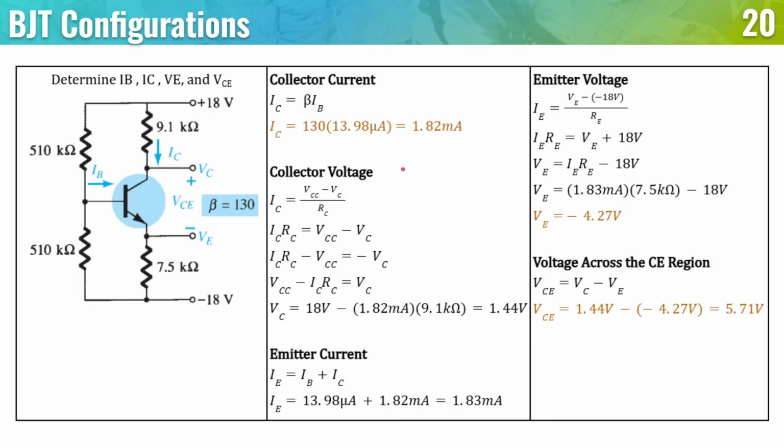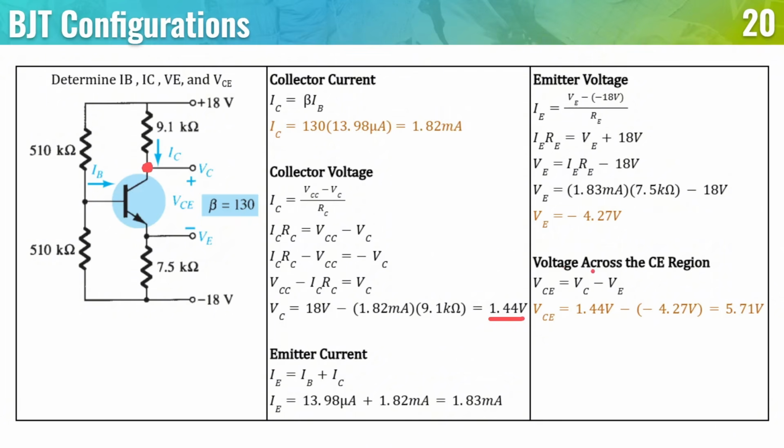Now, for the collector voltage. We need to get it because we are also asked to solve the voltage across the CE region. And to get the voltage across the CE region, we need to get VC, which we can find in here. So I use the collector voltage because we already have IC, we already have VCC, and we already have RC. So rearranging the formula first, we get VC is equal to VCC minus ICRC. And then that is equal to 1.44 volts.